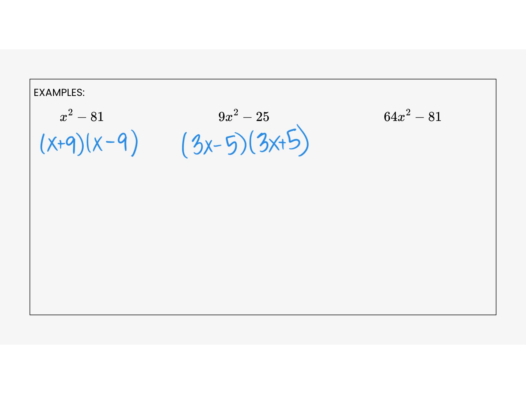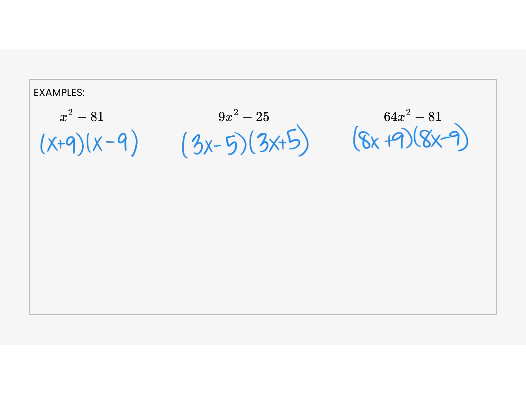One more, same thing with 64x squared minus 81. 64x squared is a perfect square. That would be 8x. 81 is 9. Okay, so again, there's 3 examples of difference of squares.